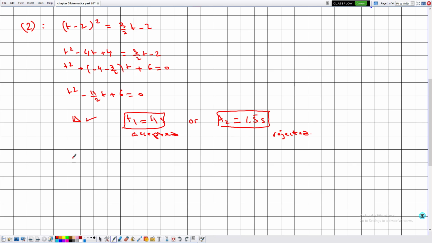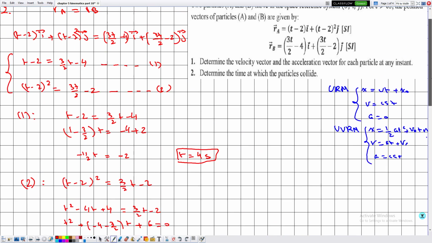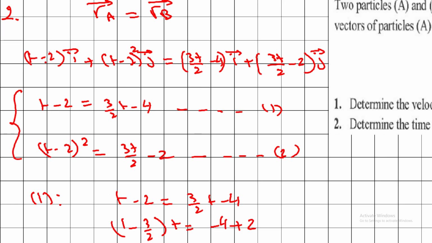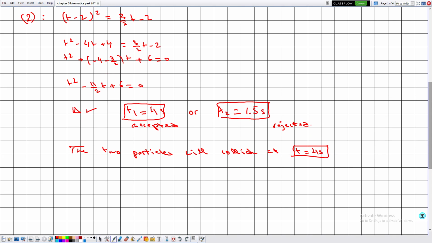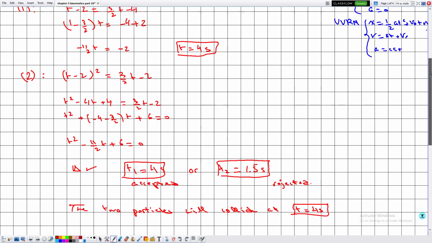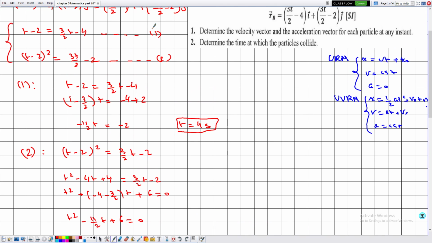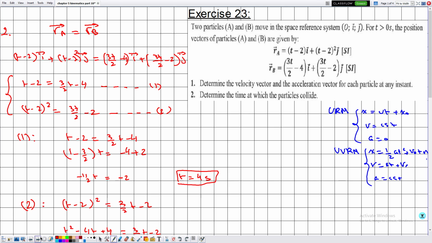Then we can safely say that the two particles will collide at t = 4 seconds, okay? Because if you consider the instant t = 1.5 seconds, then the x component t − 2 will not be equal to 3t/2 − 4, okay? So the accepted solution is t = 4 seconds, because it's the same solution for equations 1 and 2. So this is it for exercise number 23.